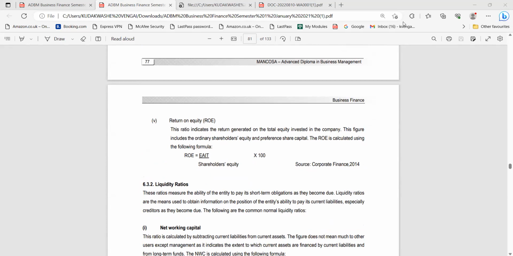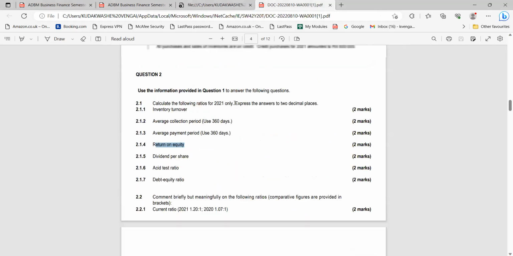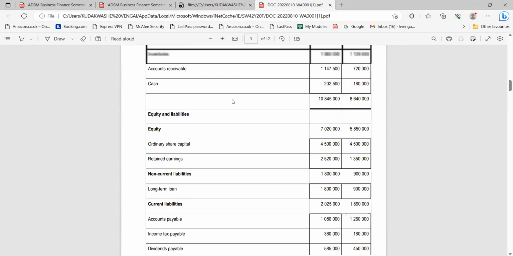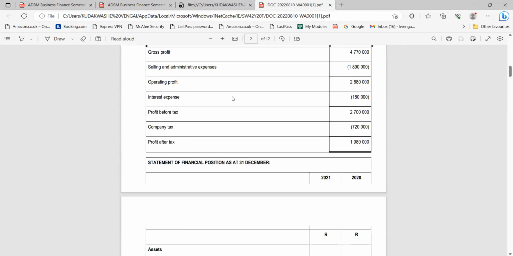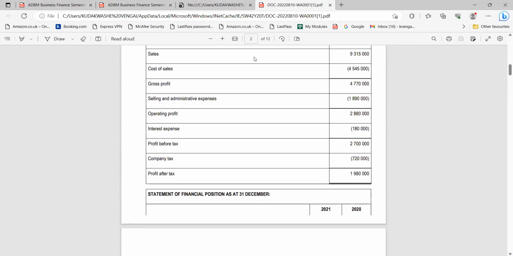So return on equity, that's the formula there. Earnings after interest and tax, which is the net profit, divided by the shareholders' equity. That's a formula for return on equity multiplied by 100, right? So we check here, earnings after interest and tax. Earnings after interest and tax, which is this one here, 1980. That's our earnings after interest and tax.